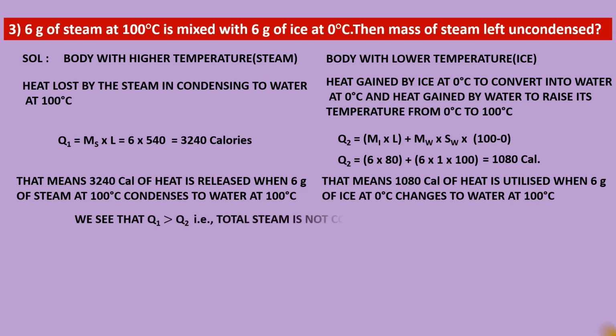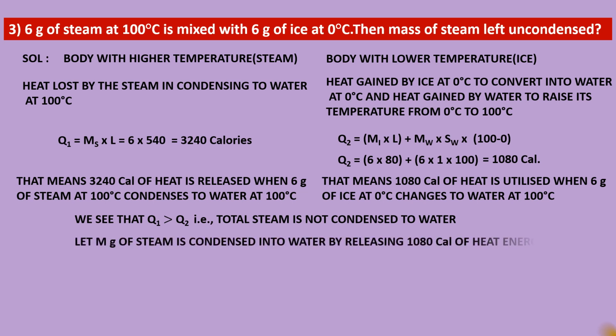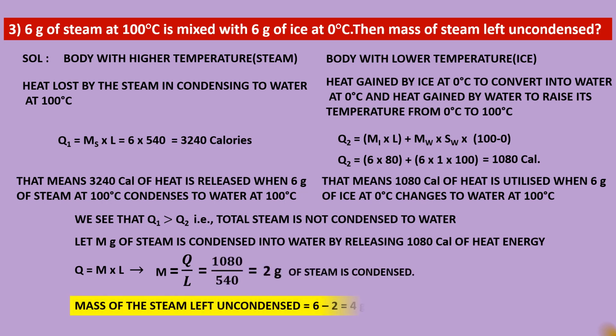We see that Q1 is greater than Q2, that is, the total steam is not condensed to water. Let m grams of steam be condensed into water by releasing 1080 calories of heat energy. So by using the formula Q is equal to mL, where m is equal to Q by L, and if we substitute the values, we get only 2 grams of steam condensed. Therefore the mass of the steam left uncondensed is 6 minus 2, that is 4 grams. So in this way we have to solve this problem.